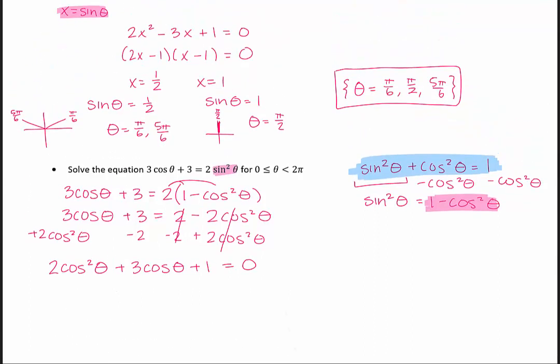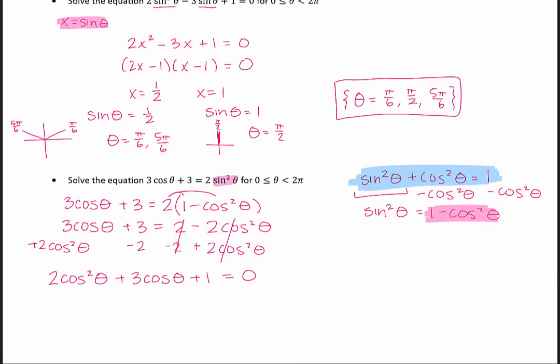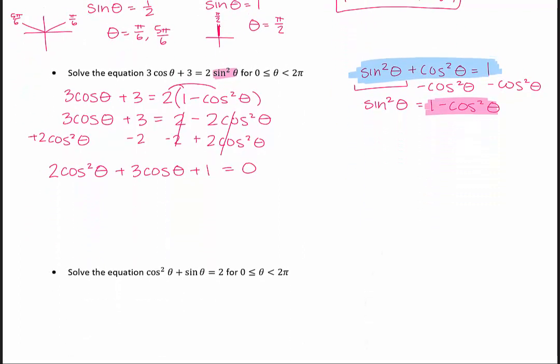So again, I have something very similar to what I saw before. Actually, it's the same numbers, except I have a positive 3x instead of a negative. This time, instead of using sine for x, we're going to say x is equal to cosine of theta. So when I do that, I get 2x squared plus 3x plus 1 equals 0. You could factor, you could complete the square, you could use the quadratic formula. So I get (2x plus 1)(x plus 1), because I just have a positive here. That's all that changed from above. So x is now negative 1/2 or negative 1.